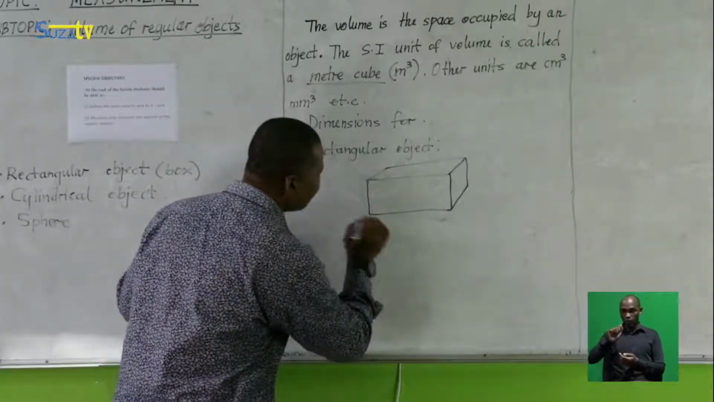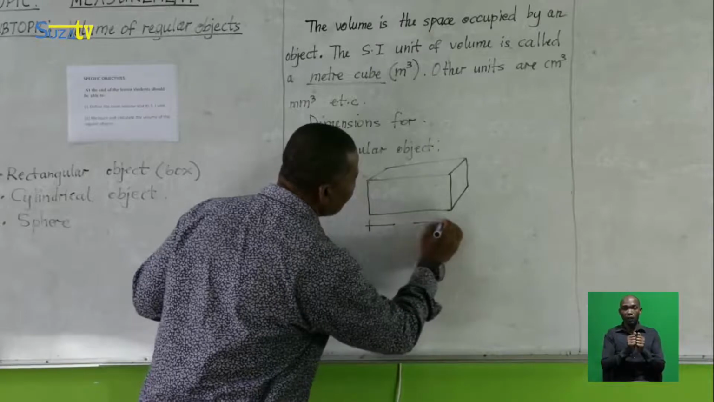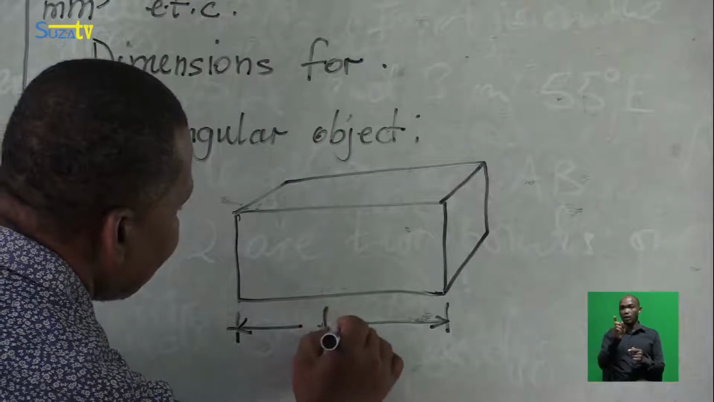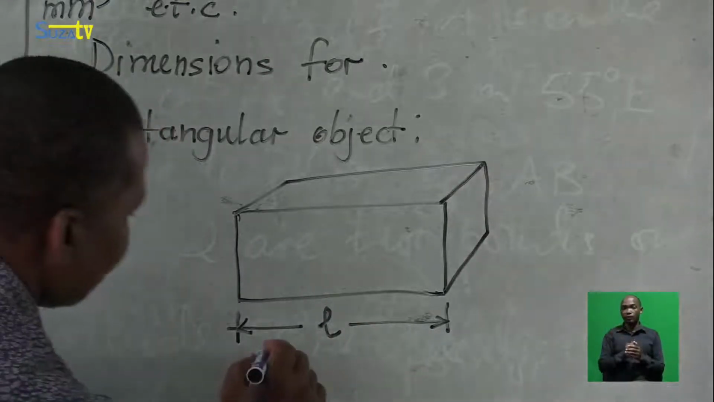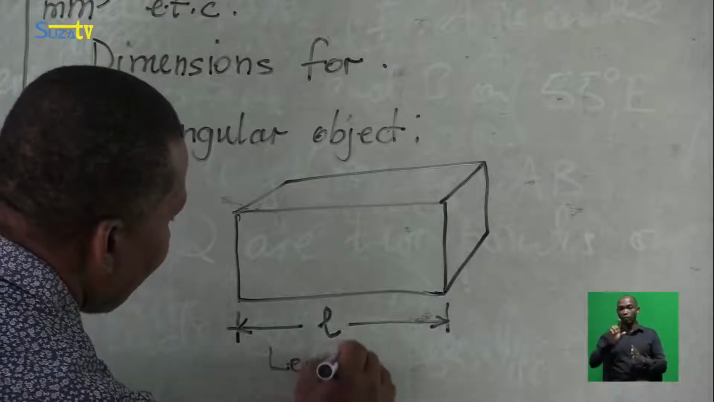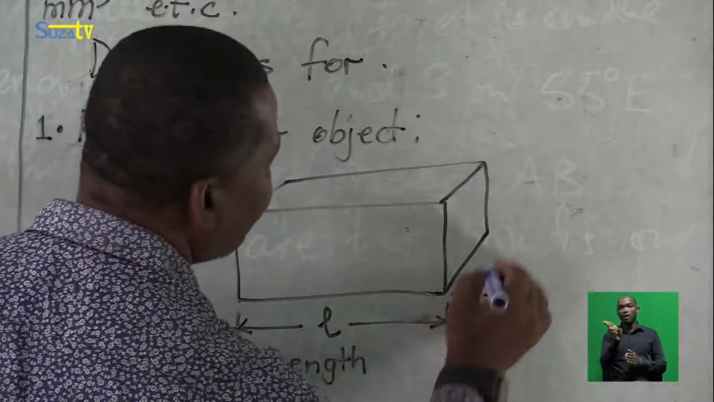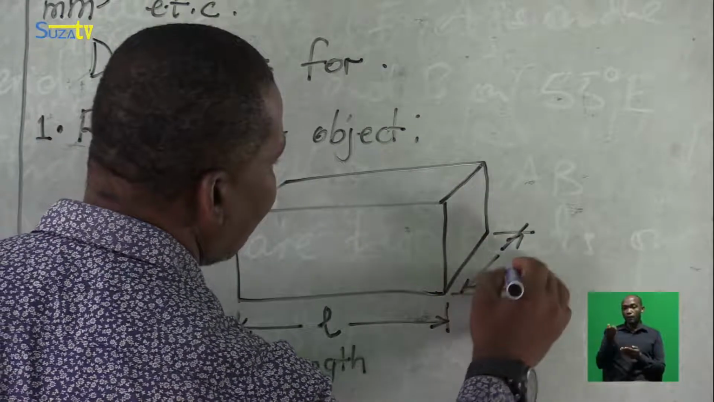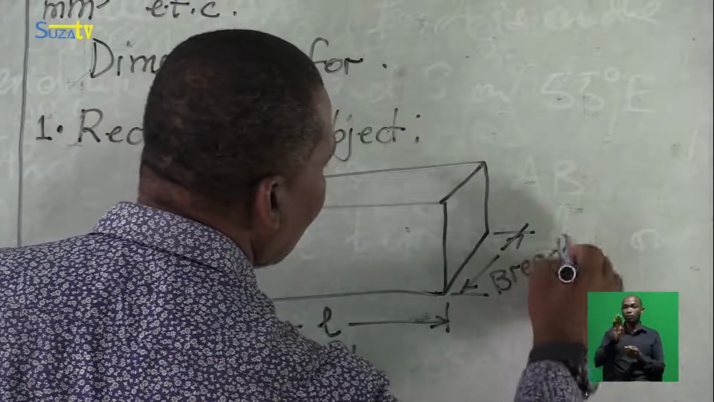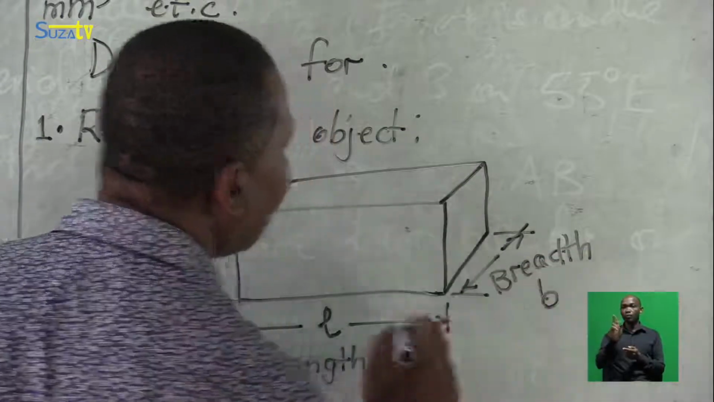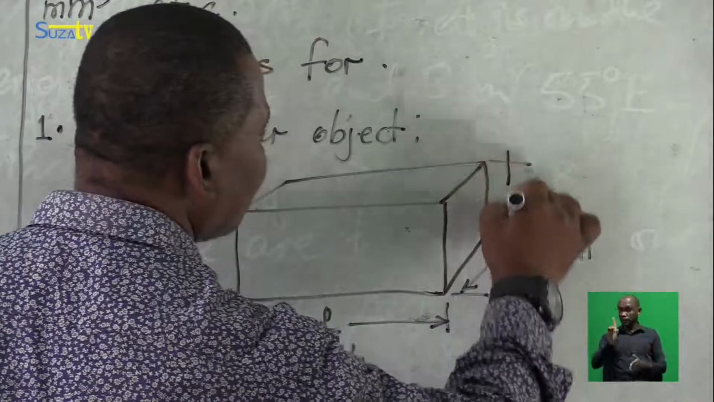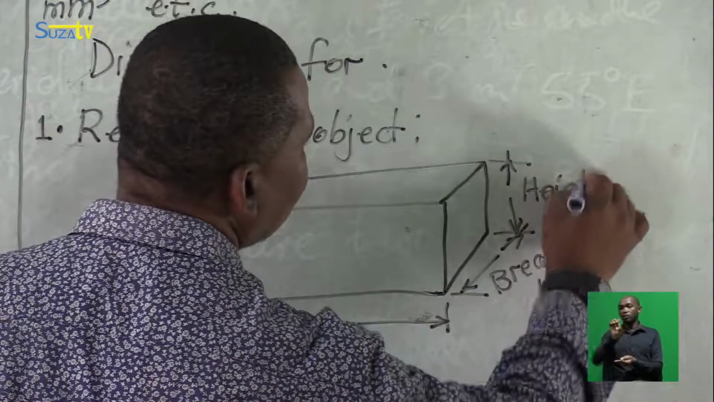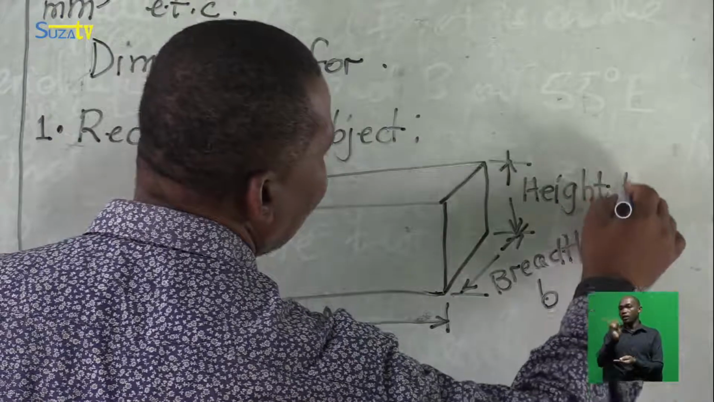So that is the rectangular object. We have the distance from this point to this point. This is called the length, denoted by small l. Then from this point to this point, this is called the breadth, which is denoted by b. And the last dimension, we have this one, which is called the height, denoted by small h.